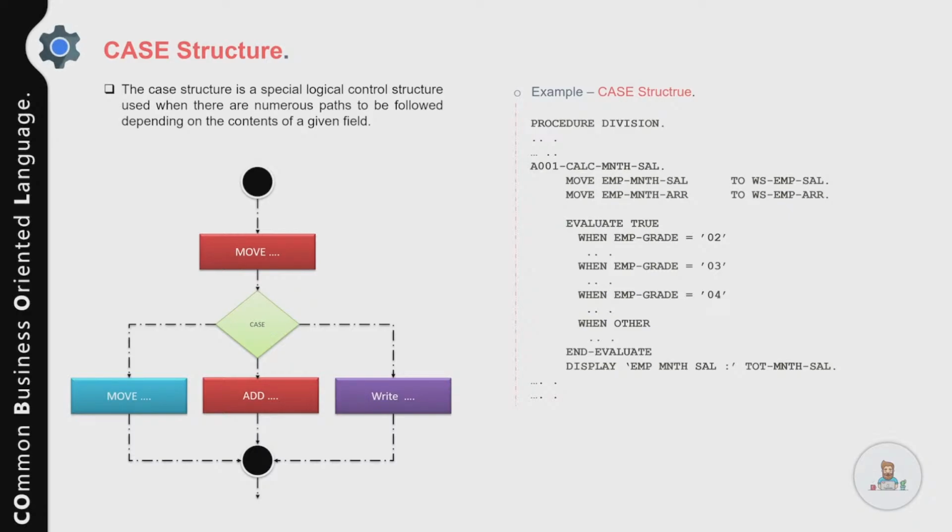A001-calc-month-salary. So in this case, we have used the evaluate statement that says evaluate true, followed by a couple of when statements. And these when statements are used to specify the possible values for this particular field. And based on these particular values, the statements will be executed. And whenever one condition is satisfied, the remaining set of conditions will not be validated. It is simply bypassed, right?